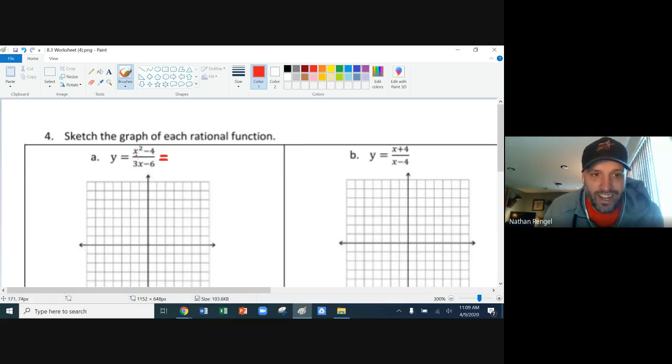Up in my numerator, I've got an x squared minus 4, so another difference of squares, which is going to be x minus 2 and x plus 2. Denominator, I see a 3 and a 6, so they both have a 3 in common, so this would be a 3 and x minus 2.